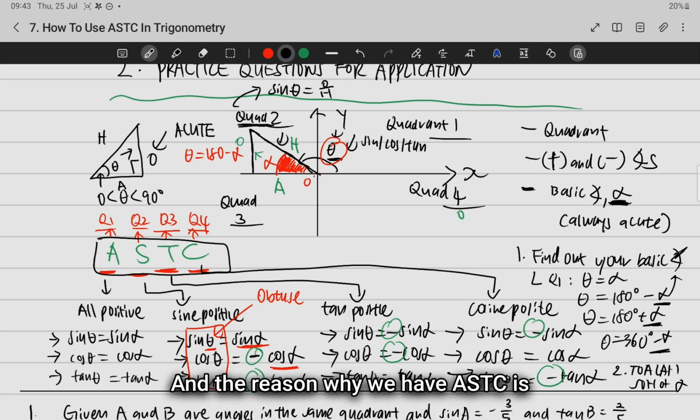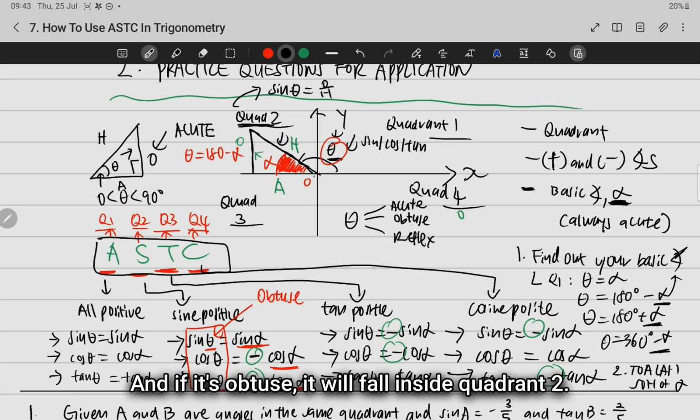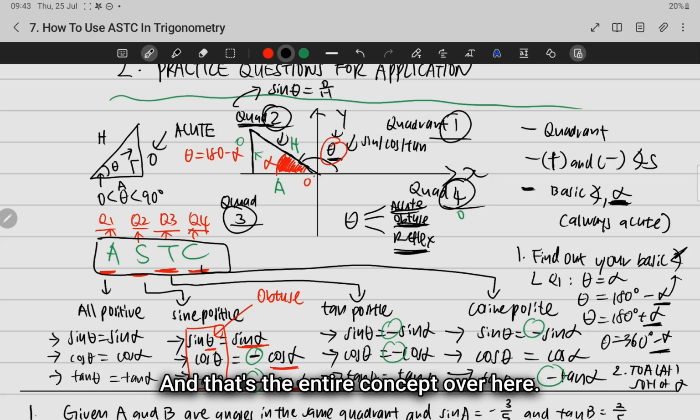And the reason why we have ASTC is because theta can not only be acute, but it also can be obtuse and reflex. And if it's obtuse, it will fall inside quadrant 2. If it's reflex, it will fall inside quadrant 3, quadrant 4. If it's acute, it will fall inside quadrant 1 over here. And that's the entire concept over here.